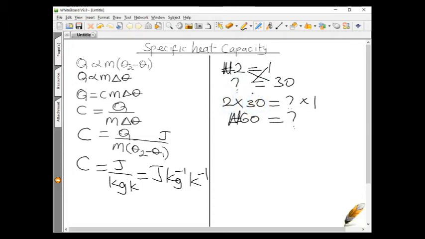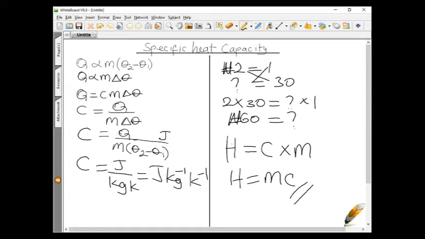So this is where I'm going. Your heat capacity, which is H, simply equals your specific heat capacity times the mass of the whole body. So we say our H equals MC, and that's it. That is H equals MC.